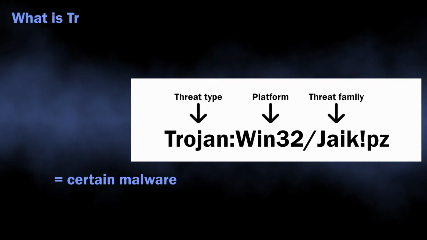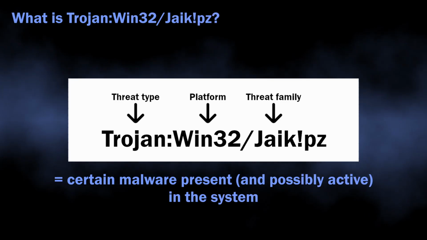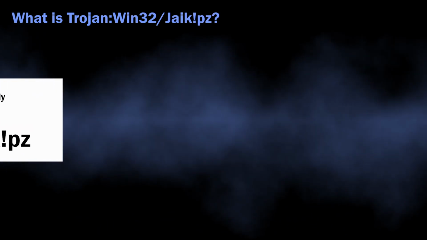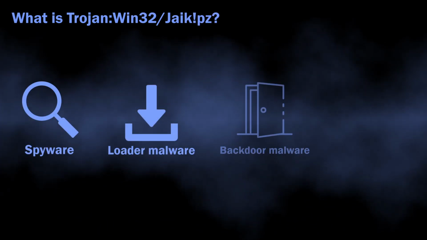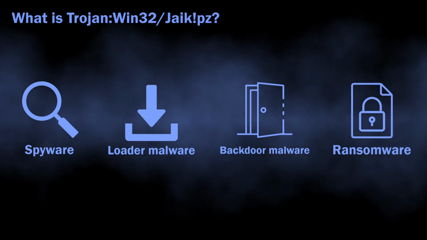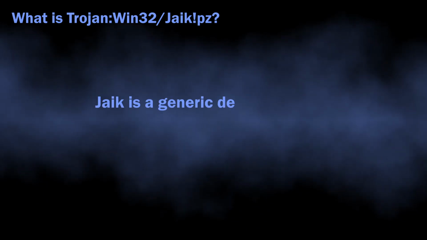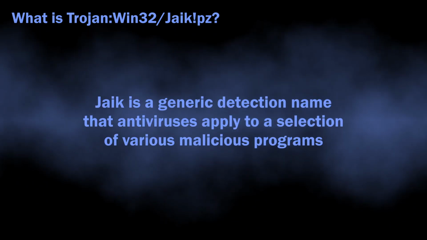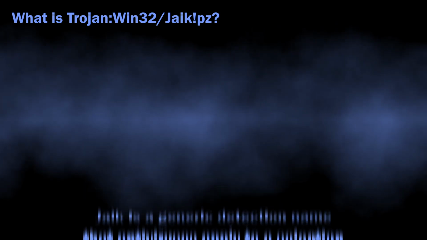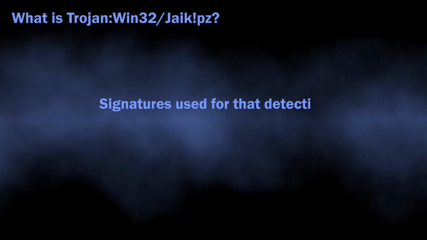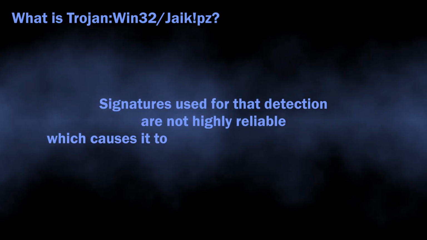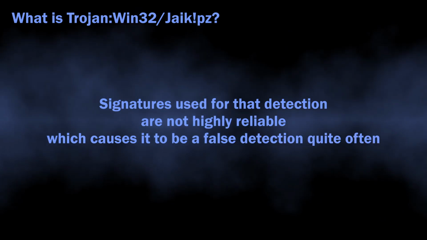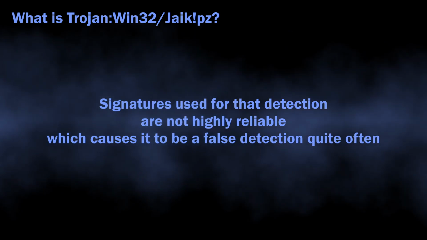In normal situations, Trojan Win32 Jaik PZ can flag a wide variety of malicious programs, from loaders, spyware and backdoors to ransomware. The name is totally generic. There is no big malware family that has such naming. The signatures that are used to detect this malware are not very reliable, which leaves plenty of room for incorrect detections, but we will get back to it later.